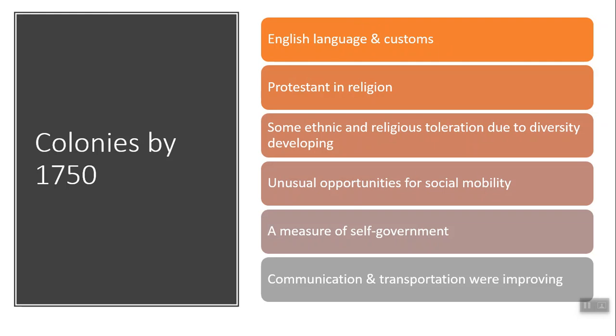You saw unusual opportunities for social mobility because there were opportunities to make money in this new world or to get land that allowed for some changes in class. All colonies had a measure of self-government, and communication and transportation were improving.